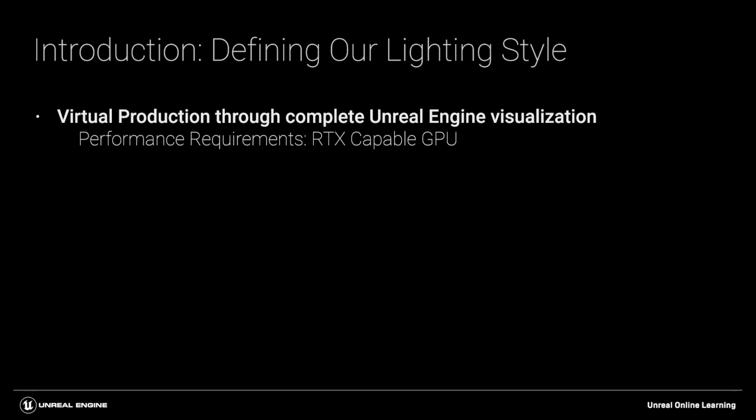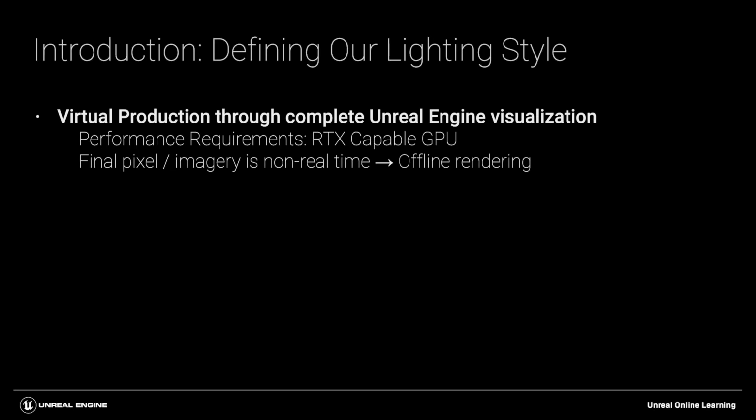It's also worth noting that the final deliverable in this pipeline, the final pixel or final imagery that you'd get, is not meant to be real time. Even though our creative process is going to be real time, you'll eventually want to use offline rendering techniques in Unreal Engine to get a high fidelity or high quality export. That involves using the movie render queue, and that is not something I'm going over in this course, as we're sticking just to the lighting.